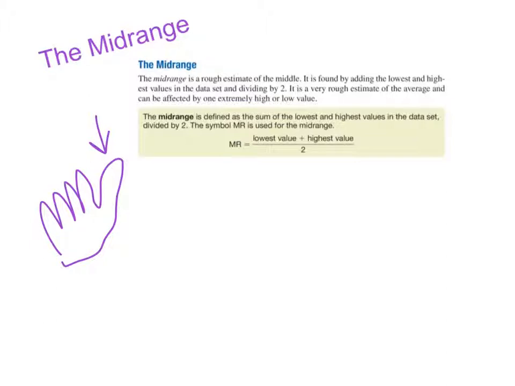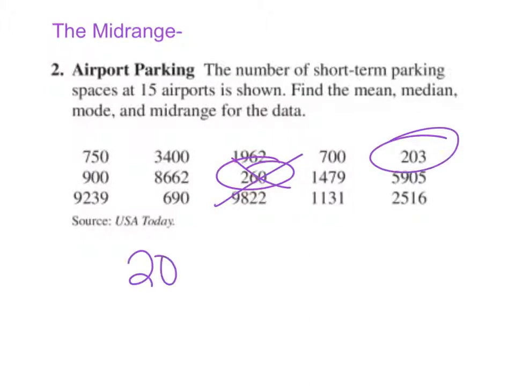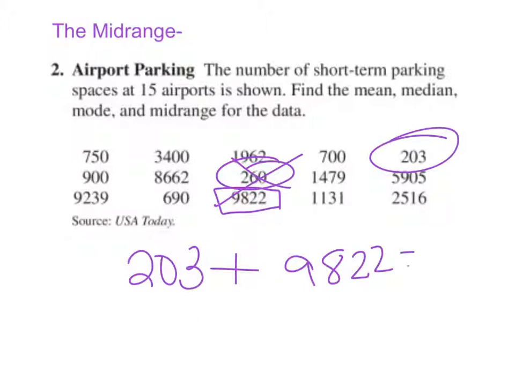So you take a look at a set. We'll use this airport parking data again, and you find the smallest. 203. And then you add to it the very largest, which is this guy right here. So we add 203 plus 9,822, and we get 10,025. And then you divide that whole thing by 2.